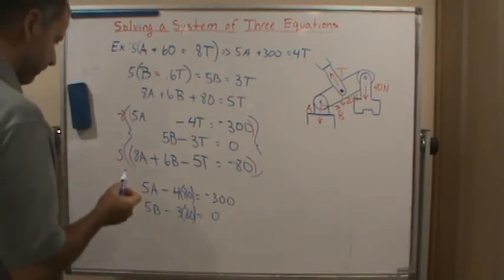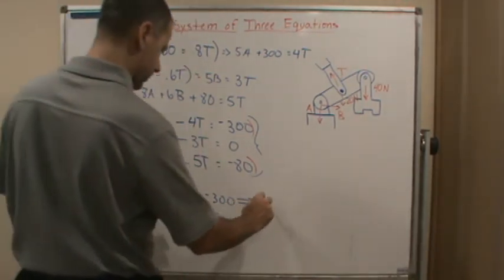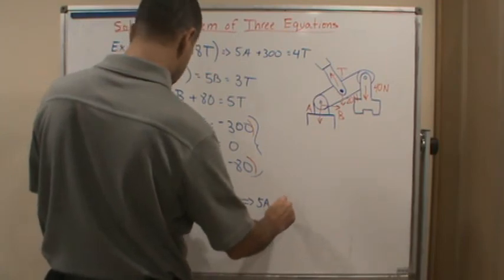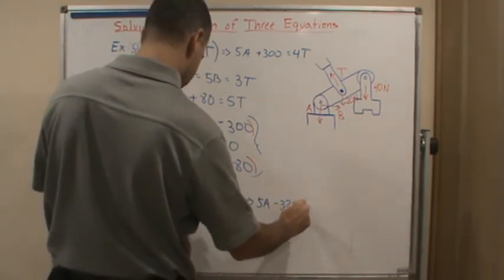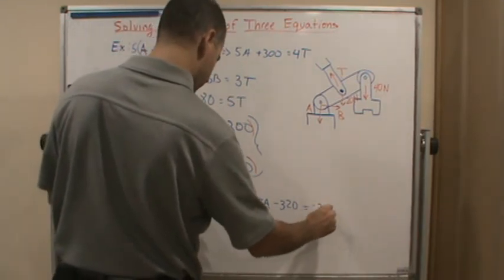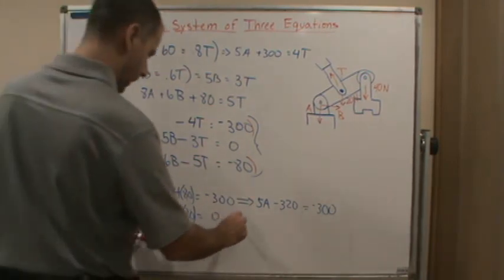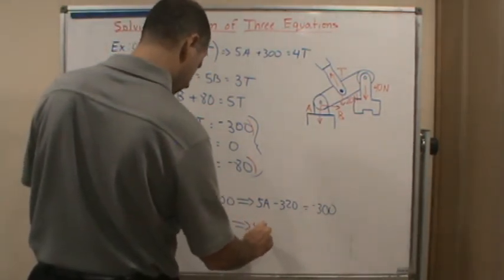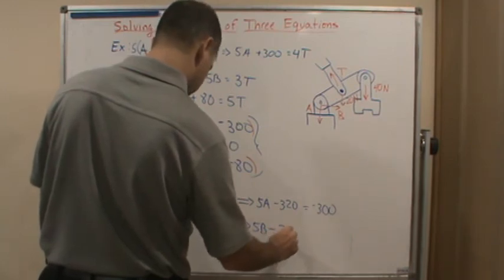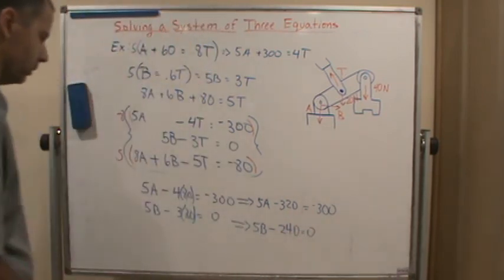And so what do we get? This gives us 5a minus 320 equals negative 300. The bottom one gives us 5b minus 240 equals 0.